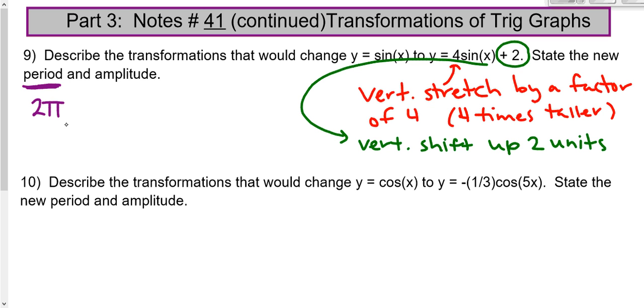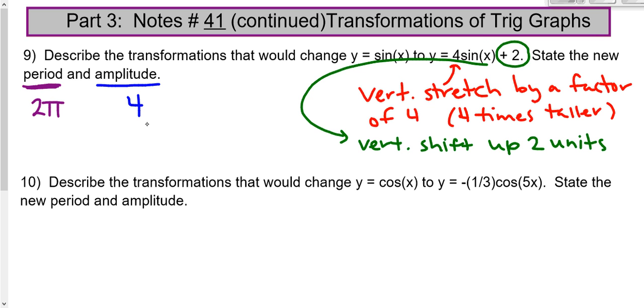How about the amplitude? Does shifting something up change its amplitude? The amplitude is the distance from the center to the top. Does shifting the whole thing change that? No. Does stretching it change that? Yes. The vertical stretch will change the amplitude. So the amplitude was originally 1, from the center to the top was 1. We just made it 4 times bigger. So the new amplitude is 4.